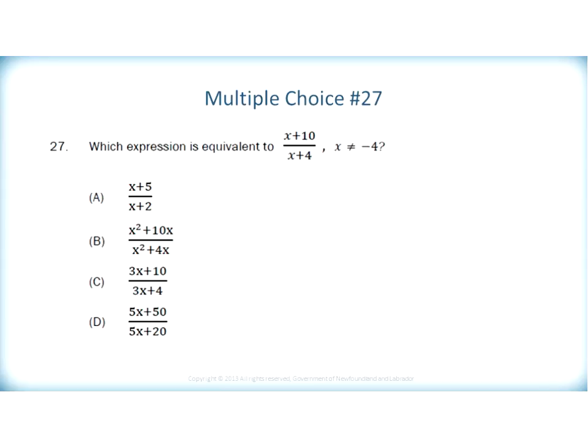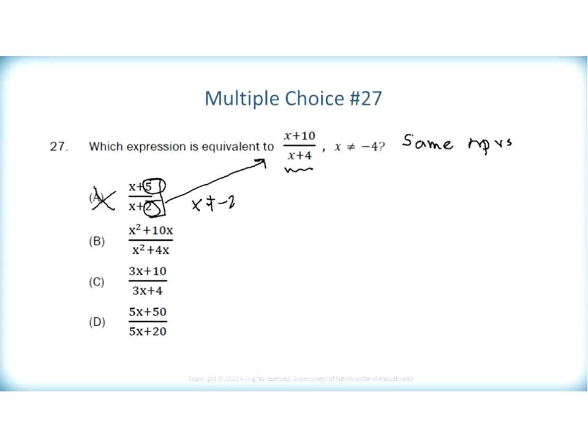Which expression is equivalent to x plus 10 over x plus 4, where the non-permissible value is negative 4? We have to remember, we have to simplify an expression to get x plus 10 over x plus 4, and the non-permissible values must be the same. If two expressions are equivalent, they will have the same NPVs. So if we have a look at the first one, it's not even simplified to be equivalent to this one. All they did was take half of 10 and half of 4. And here the NPV is x cannot equal negative 2.